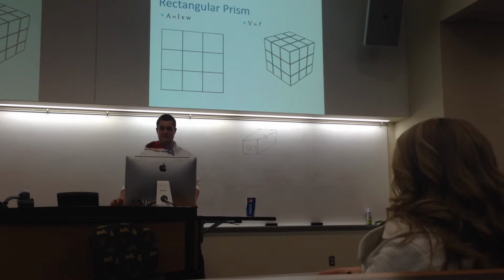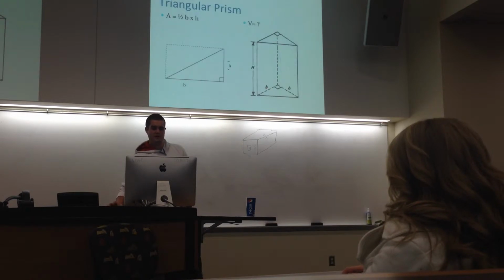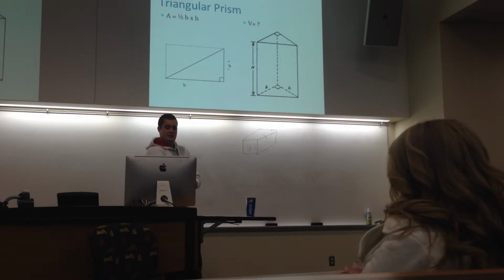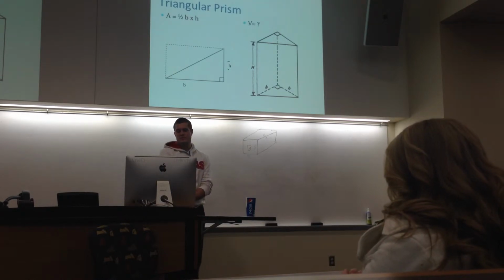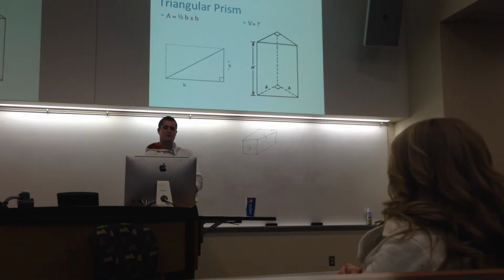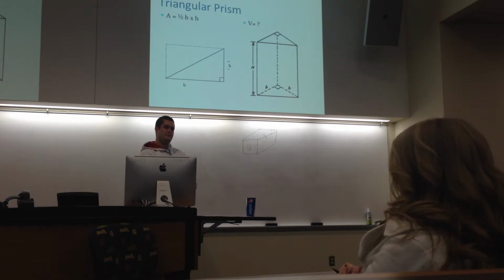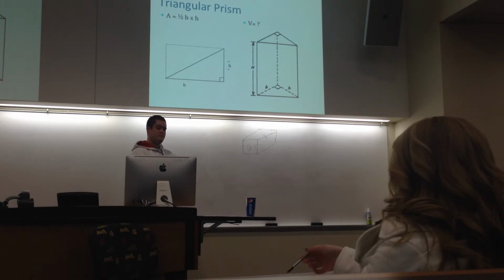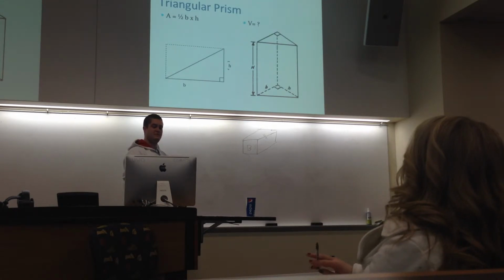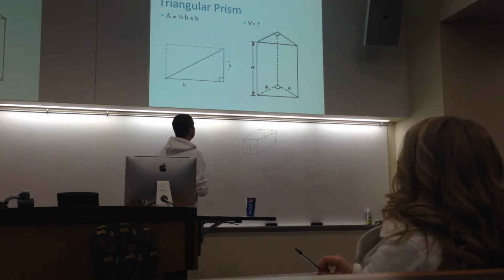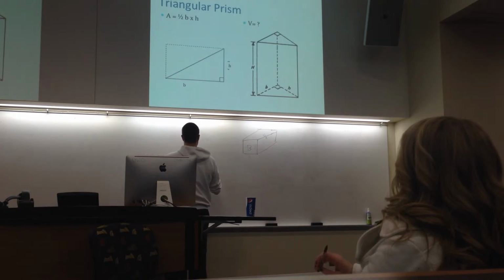Let's move on to something a little bit more difficult. Triangular prism. So what do we do for the area of a triangle? Because that would be the base of this prism. So how do we solve for the area of that? 1/2 base times height, and then you multiply by the height. Yeah, that's for the volume. Good job. So I'm going to give you an example for this one too.